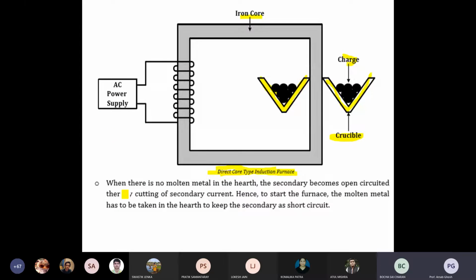Here you can see the AC power supply is given to the conductor, and they are magnetically coupled through the iron core. The secondary side, the charge, is almost short circuited, so high current flows, and the I squared R t heating causes melting of the charge inside the hearth. When there is no molten material in the hearth, the secondary becomes open circuit. Are you getting my point? If molten material is there, it behaves like a short circuit. If the material is not there, it behaves like an open circuit, thereby cutting off the secondary current.